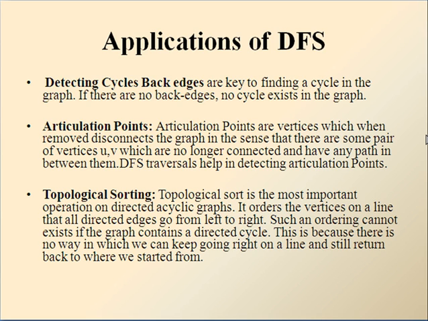Topological sorting. Topological sort is the most important operation on directed acyclic graphs. It orders the vertices on a line, that is, all directed edges go from left to right. Such an ordering cannot exist if the graph contains a directed cycle. This is because there is no way in which we can keep going right on a line and still return back to where we started from.